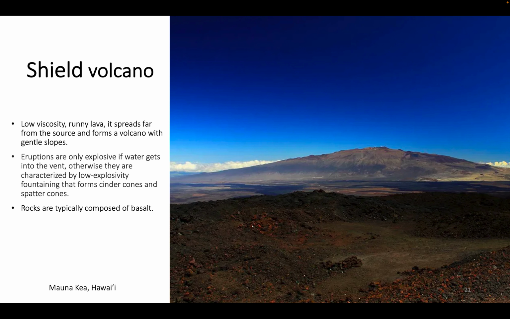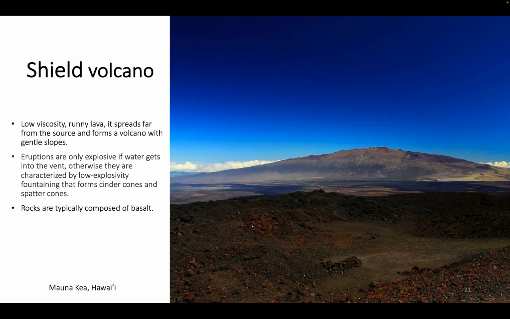On Earth, some of the most massive volcanoes are shield volcanoes, and we'll get into this more in later slides. Eruptions are typically gentle and are only explosive if water gets into the vent. Again, shield volcanoes are low explosive volcanoes. They may have fountaining that occurs that forms cinder cones, but for the most part they're low explosivity unless the explosions interact with the water table. And rocks themselves are typically composed of basalt.